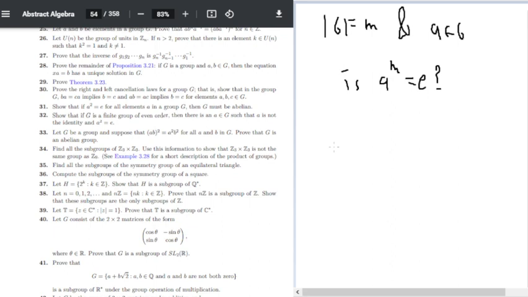How do I prove this? Okay. Because I have a feeling in my bones that it is true.